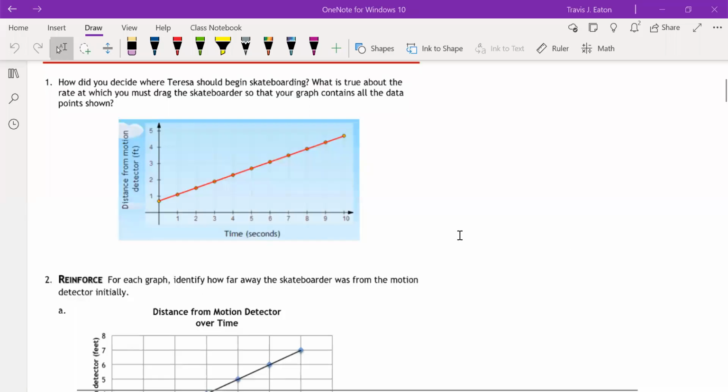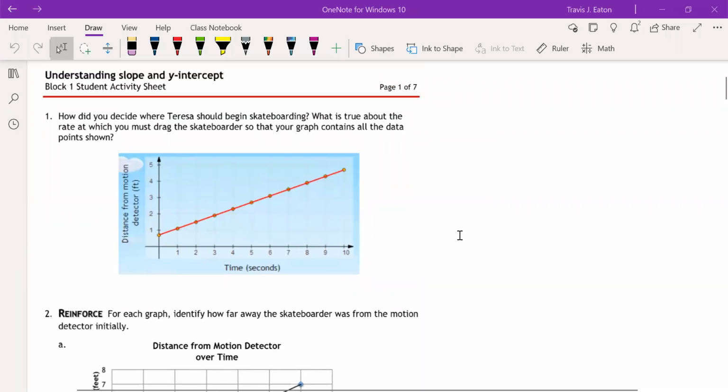Okay, so today we're going to be looking at topic 8, block 1, and this is on page 233 in your math book, page 233. All right.